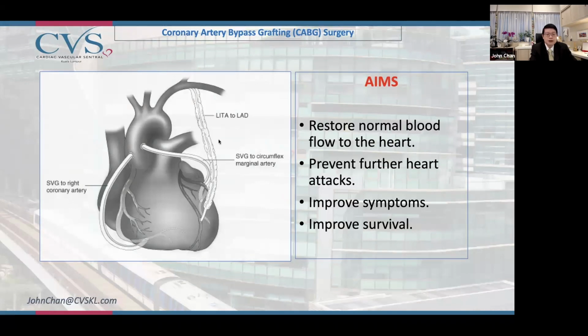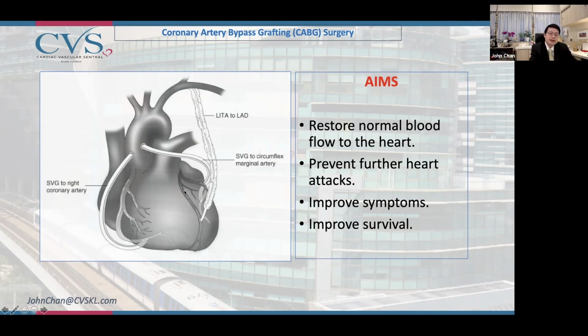And typically we would take a blood vessel from under the chest wall and some from either the arm or the legs to then bypass all the areas of the heart which have the narrow arteries. So in this example, this artery is taken from under the chest wall and stitched onto this area, so that it bypasses this whole area, which is the problem area. And another blood vessel is taken from the arm or the leg to bypass this whole area.